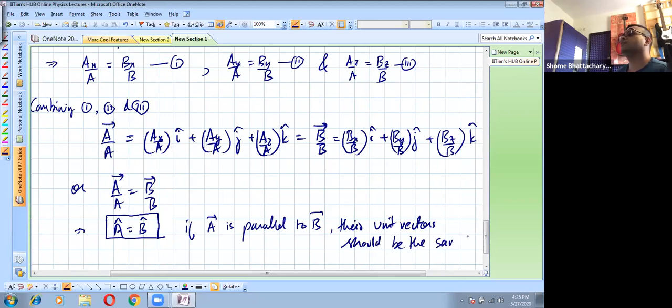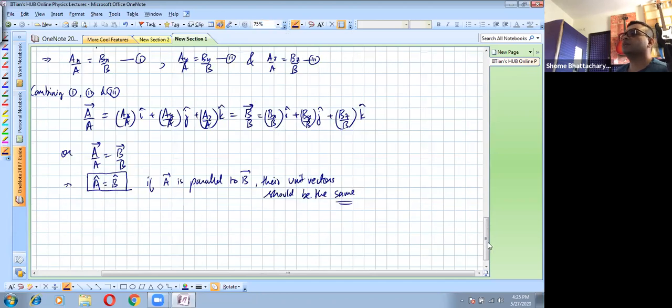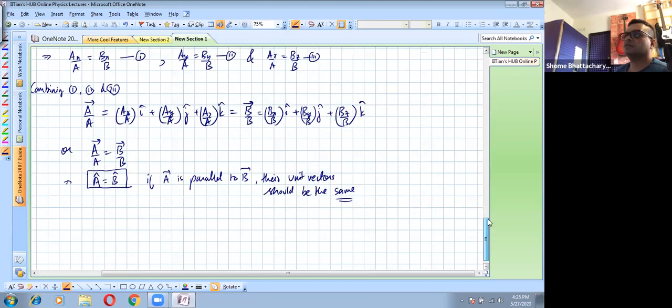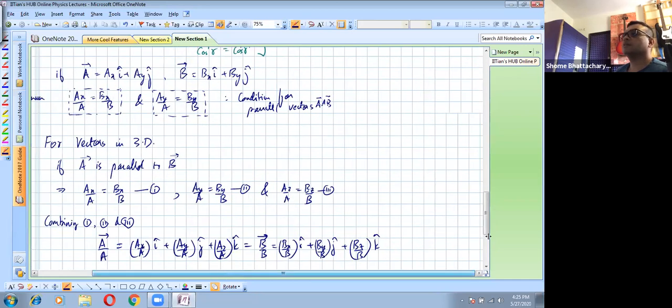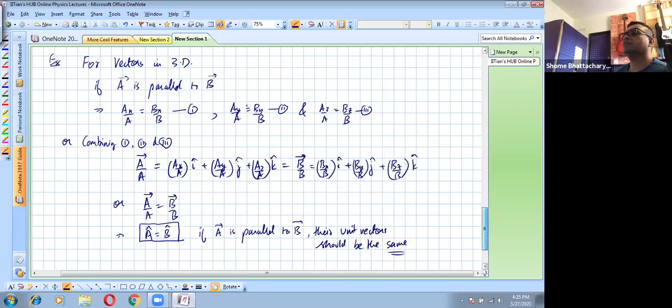Should be the identical unit vector. Okay, so that is how we can express the parallel condition by using, to begin with, the concept that for vectors they are parallel, direction cosines must be equal.